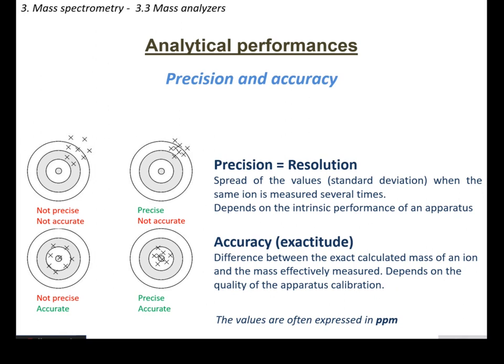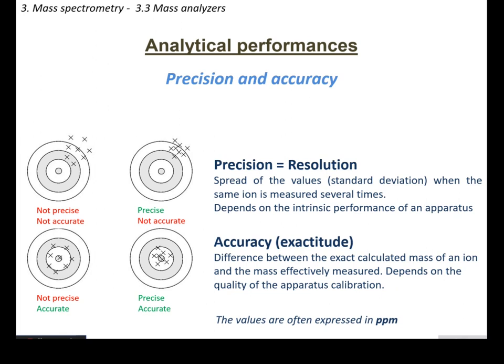So precise and accurate. On the top left, you have a not precise, not accurate measurement. The average value is very far from the true value, which is the center of the target. This is the actual mass, the calculated mass. And the dots are very, very spread with a high standard deviation, because when you repeat the measurement, you have a completely different measure. On the top right, you have a precise but not accurate measurement. When you repeat the measurement, the dots are quite clustered and you have a smaller standard deviation. But when you average this, well, the mass is completely different from the actual mass of the compound.